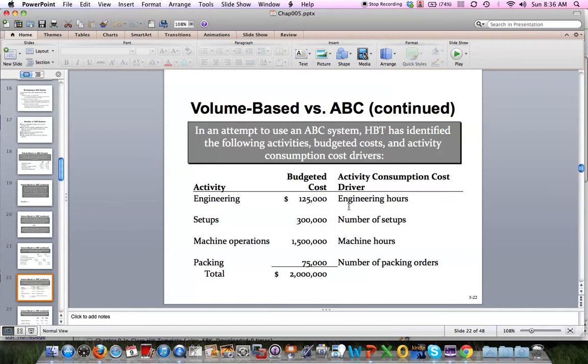Then we do setups. We have a setup cost of $300,000, and the driver is how many setups we do. Next is machine hours, $1,000,000 for machine hours, and the driver is the number of machine hours used. And then the packing. Once the product's manufactured, of course, we need to package it and the whole works. You can see $75,000 for that, and that's driven by the number of packing orders. So a total of $2 million worth of cost organized by those 4 activities that you see there.